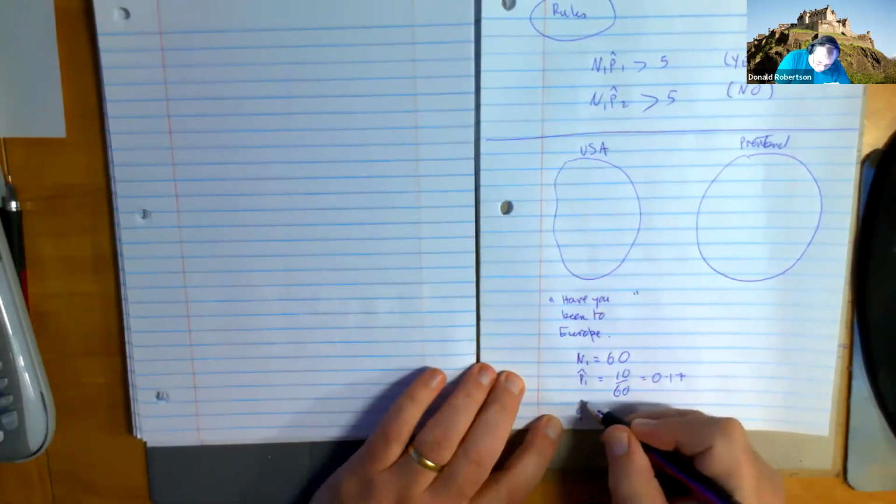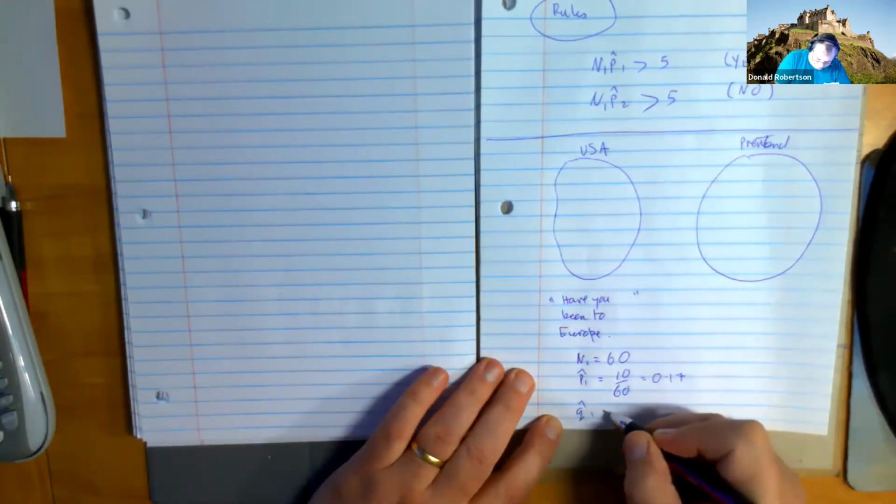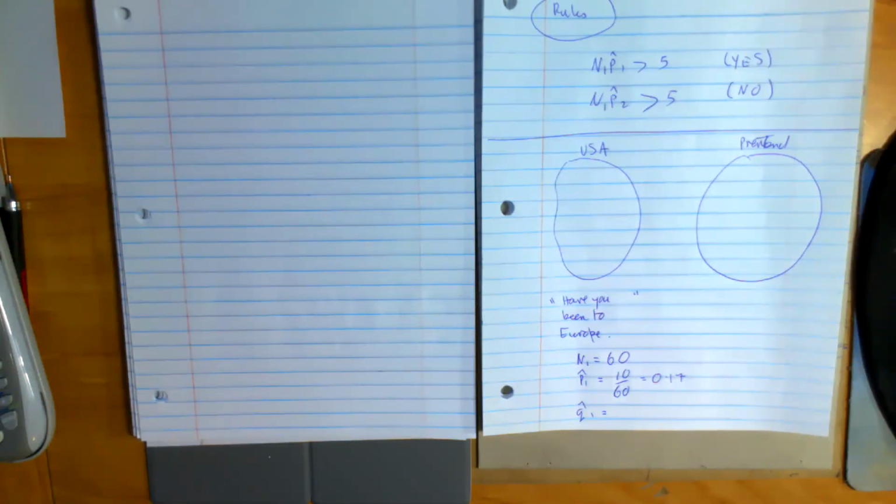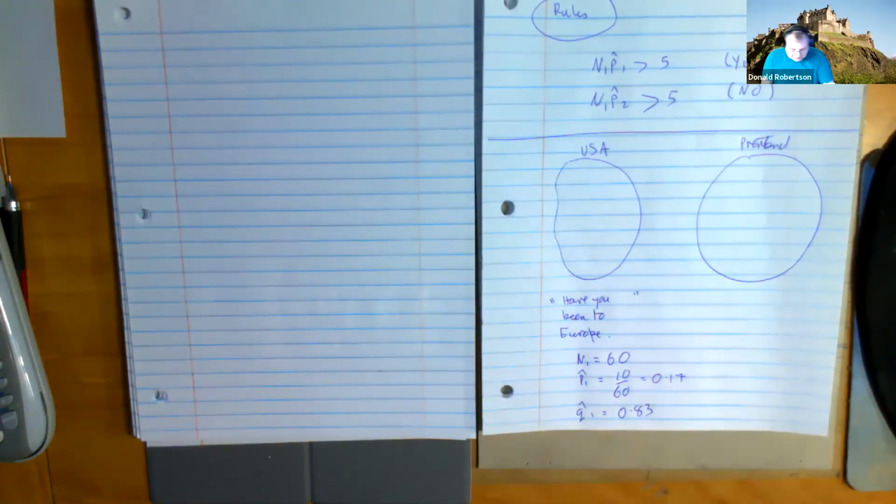What's the value of q1 hat? p1 hat is 0.17. What's the value of q1 hat? 0.83. Yep, take it away from 1. Or if you forget the decimal point, don't they always add up to 100 in this case?